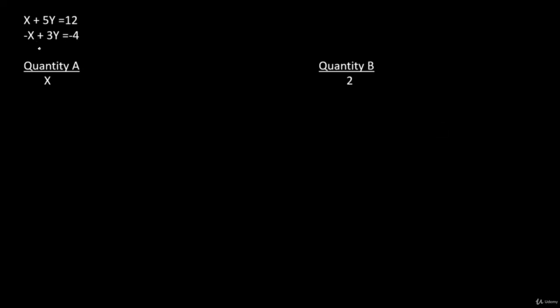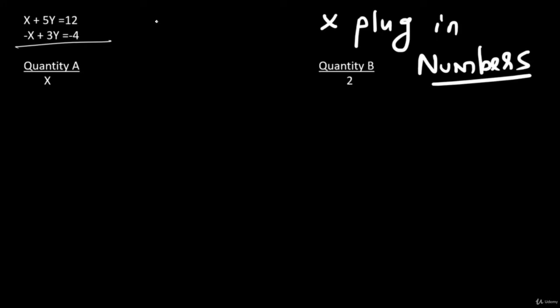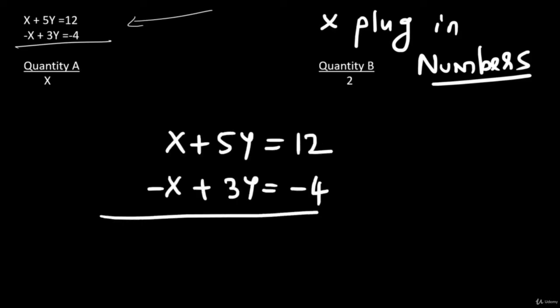Now remember, in this type of question, you cannot plug in numbers, right? Because you have a criteria given over here, and only by solving this can you find the value of x and y. Alright, so we have x plus 5y is equal to 12 and minus x plus 3y is equal to minus 4. Now if we add these two equations, on your left hand side you have 5y plus 3y because these two cancel out, right? So you get 8y is equal to 12 minus 4, which is equal to 8.